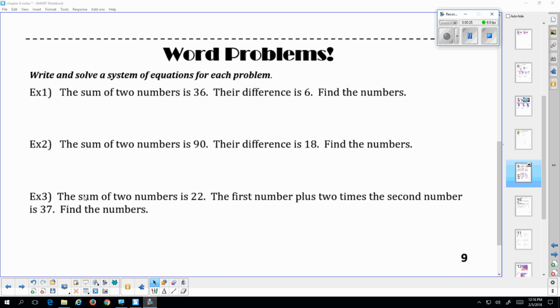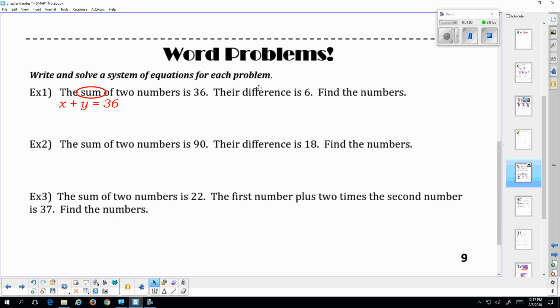You just need to remember back in the beginning of the year when we were doing verbal expressions, some of your key words when you're setting this up. So in example 1, we have the sum of two numbers is 36. Their difference is 6. Find the numbers. So when we think of the word sum, what do we think of? The word sum means that you're going to add. So what I'm going to do is I don't know what the two numbers are, so I'm just going to call them x and y. So I'm going to add x plus y, and it is 36.